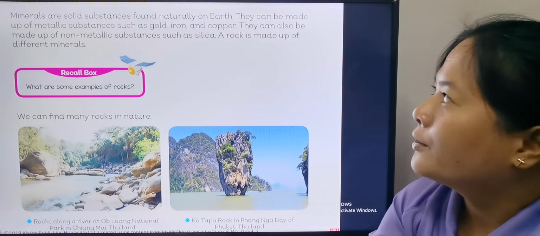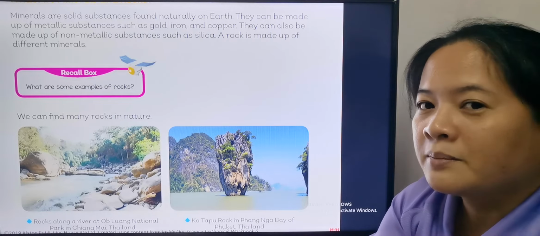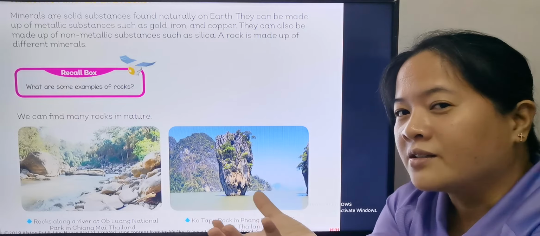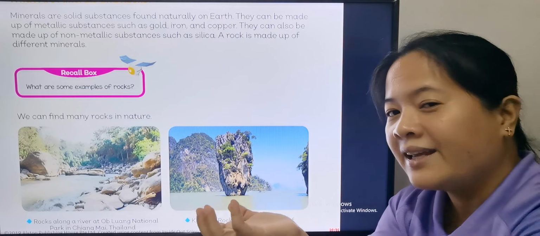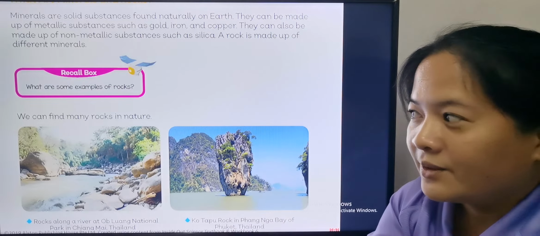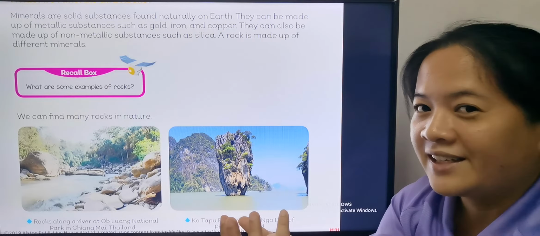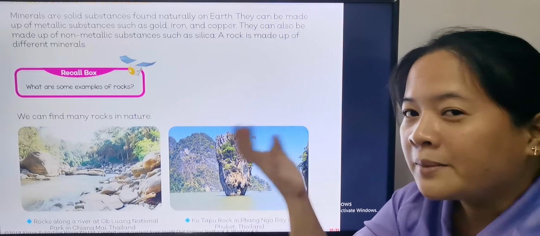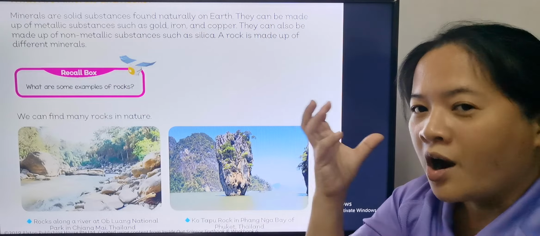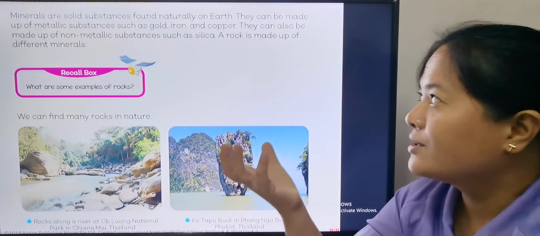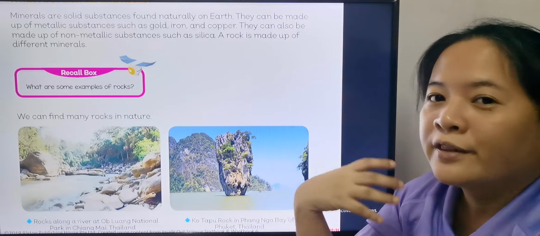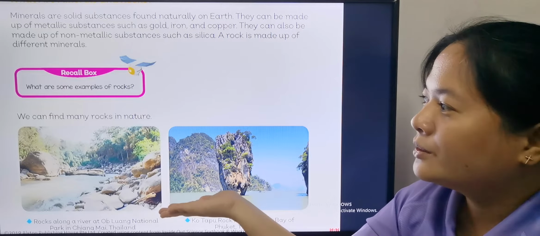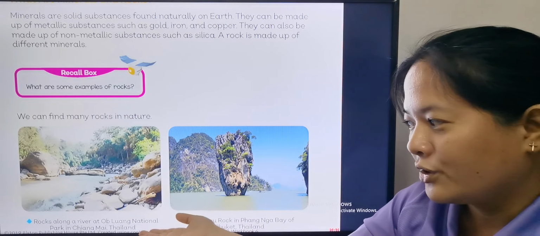Now a rock is made up of different minerals. So rocks contain different minerals. These minerals can be metallic or non-metallic. I hope you understand that. You know the meaning of mineral, and minerals can be metallic or non-metallic. Now a rock is a substance made up of different minerals found naturally on Earth. So we can find rocks in nature.